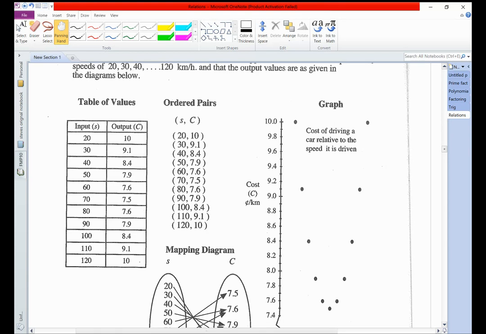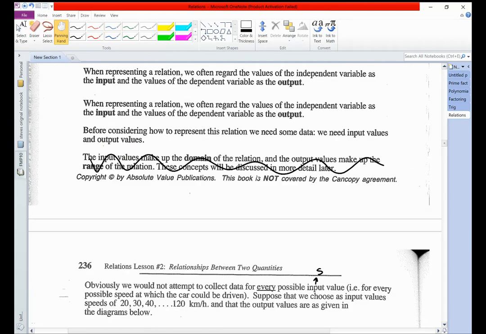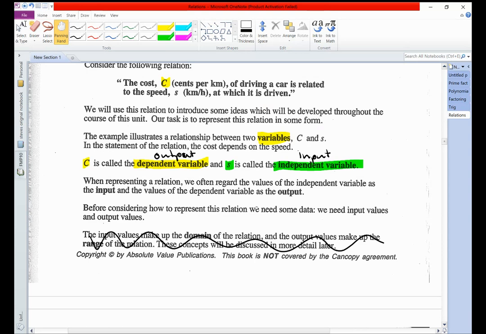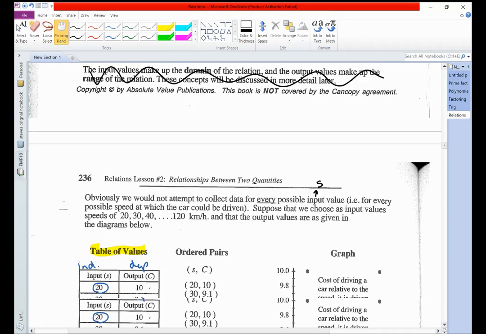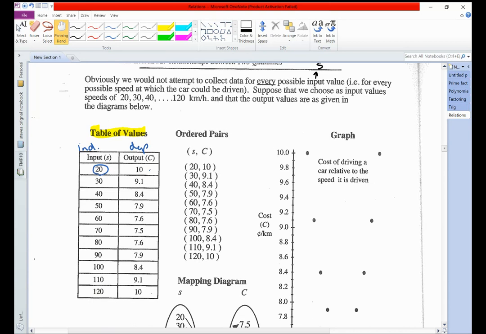And you can see we represent this relation in, first of all, a table of values. So when we have a table of values, our input, or independent variable, goes on the left, and the output, or the dependent variable, goes on the right. So you can see here, if you drive your car 20 kilometers an hour, it's going to cost you 10 cents a liter. I think that's what it was. 10 cents a kilometer, sorry. Cents per kilometer, yeah. C was represented as cents per kilometer. So it's going to cost you 10 cents a kilometer.